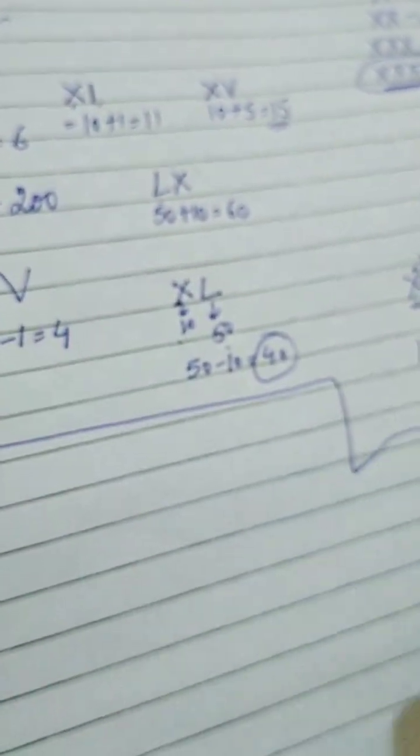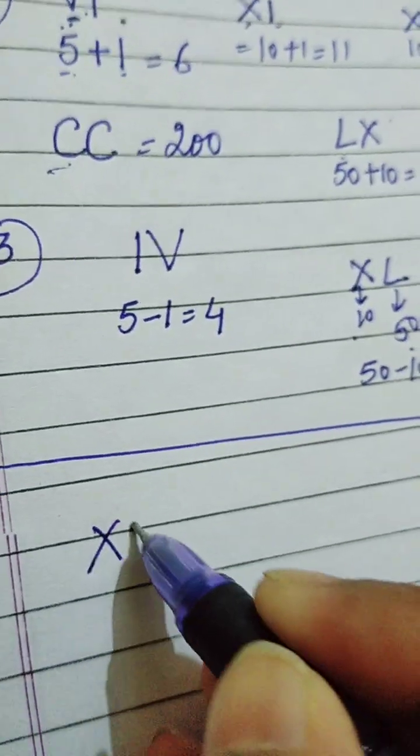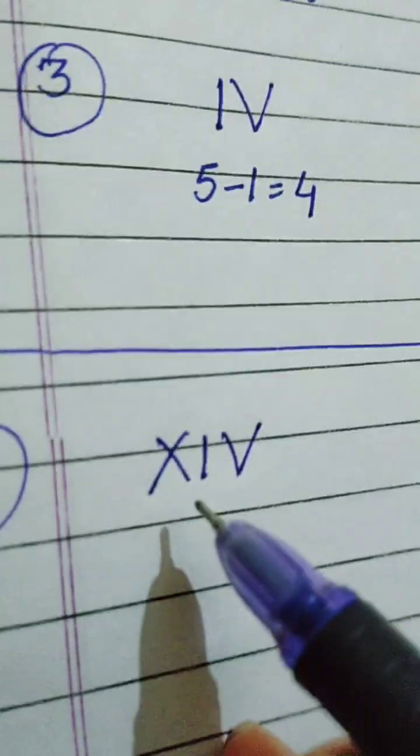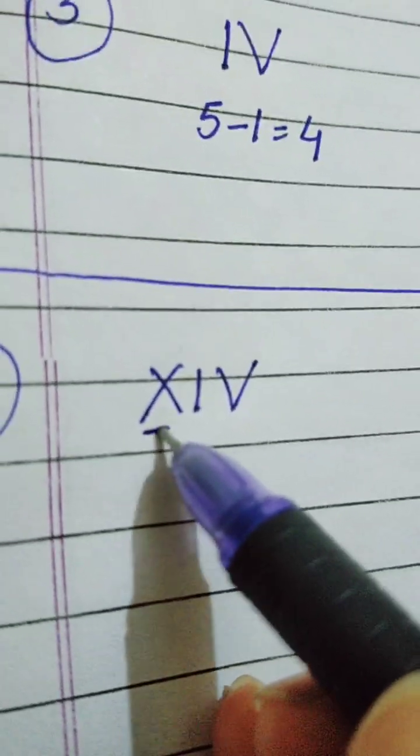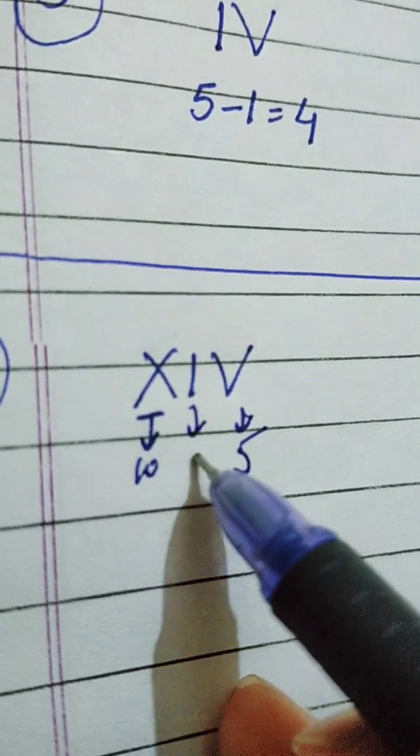Yes. Now the next rule is that when a smaller number is written, see here this number carefully. This means 10, V means 5 and here it is 1.